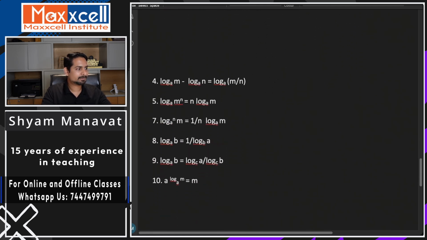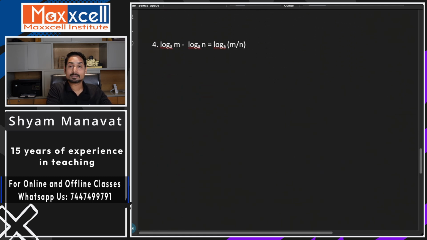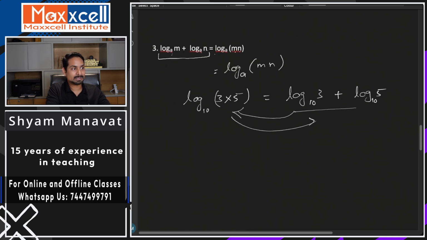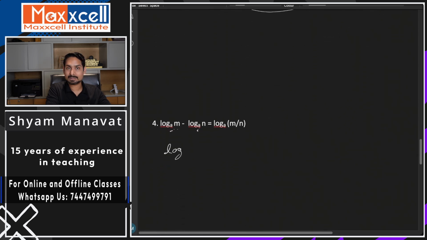Similarly, if we have a negative sign between the logs, keep in mind the base should be the same, all right? Only then can you write it this way. If the base is different, then you cannot. We need to make the base equal, then we can simplify further. We will learn how to make the base the same. If it is subtraction, log of m base a minus log of n base a equals log of m by n, base a. So if it is plus, the numbers are multiplied. If it is minus, the numbers are divided.